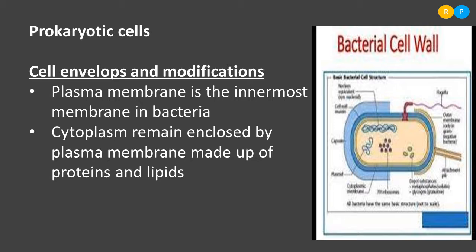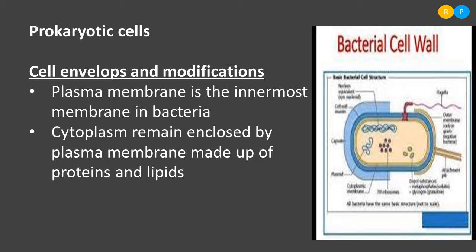If you see the components of the plasma membrane, it consists of proteins and lipids. So the plasma membrane in bacteria is made up of proteins and lipids. These are the two components seen in the plasma membrane. Just like the structure of the eukaryotic plasma membrane, the plasma membrane is present in a similar way in the prokaryotic cell. So in both prokaryotes and eukaryotes, the plasma membrane appears to have the same structure.